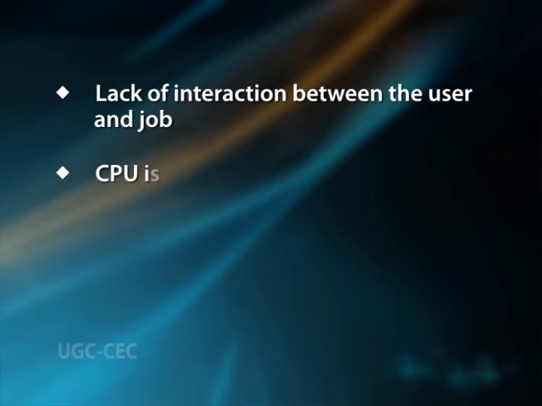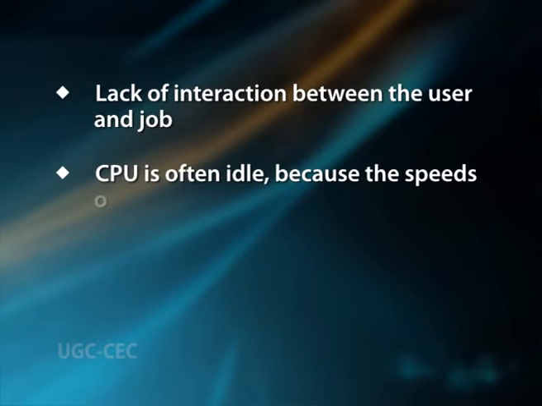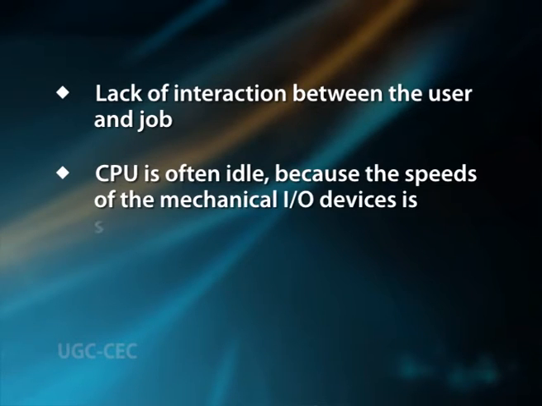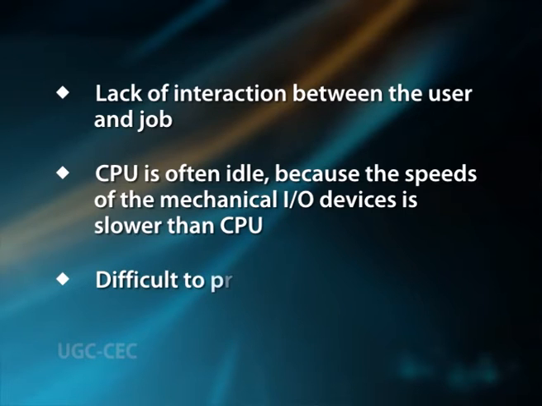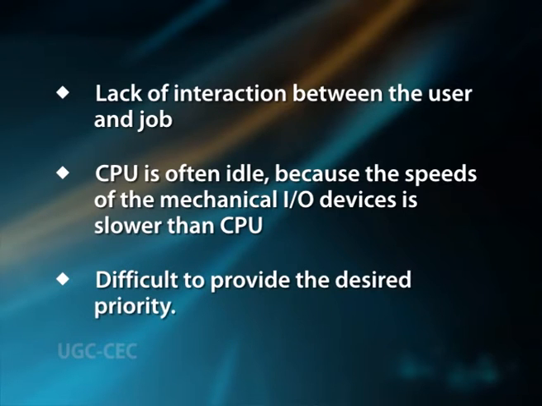Thus, the programmers left their programs with the operator. The operator then sorts programs into batches with similar requirements. The problems with batch systems are lack of interaction between the user and job. The CPU is often idle because the speed of the mechanical input-output devices is slower than the CPU, and it is difficult to provide the desired priority. For example, batch processing is a way that credit card companies process billing.